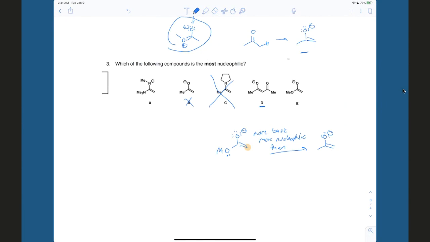Do we think D is going to be very nucleophilic relative to A and E? D, not nucleophilic. It has the most resonance. I agree. So D will be less nucleophilic than even B. We said that B was more nucleophilic than E. So now we're down to E and A.